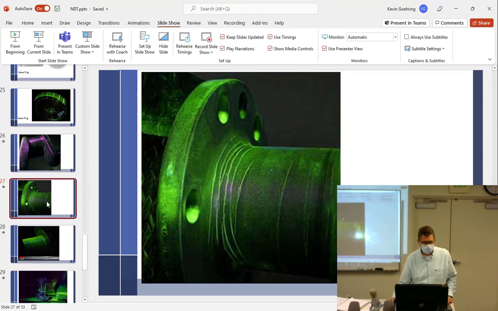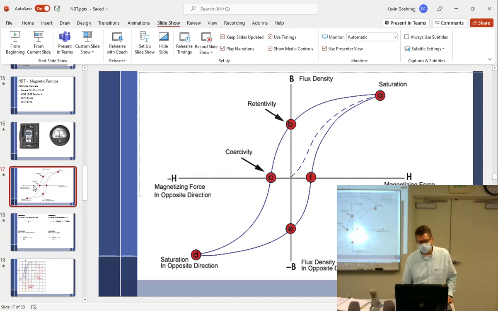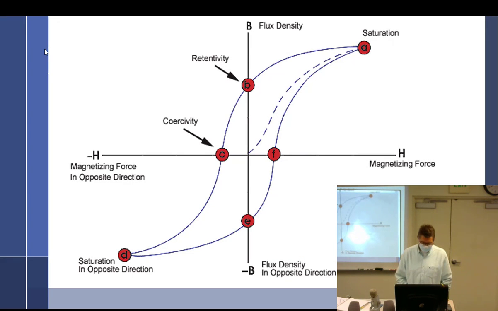Let me see. Well, I thought I had. There we go. There's a picture of a hysteresis loop. All right, so we're going to talk about this hysteresis loop, and it's very important when you're talking about the field of what we're doing, magnetic particle inspection. I will talk about it a little bit and then write some stuff here, just to give you an idea what it's doing.